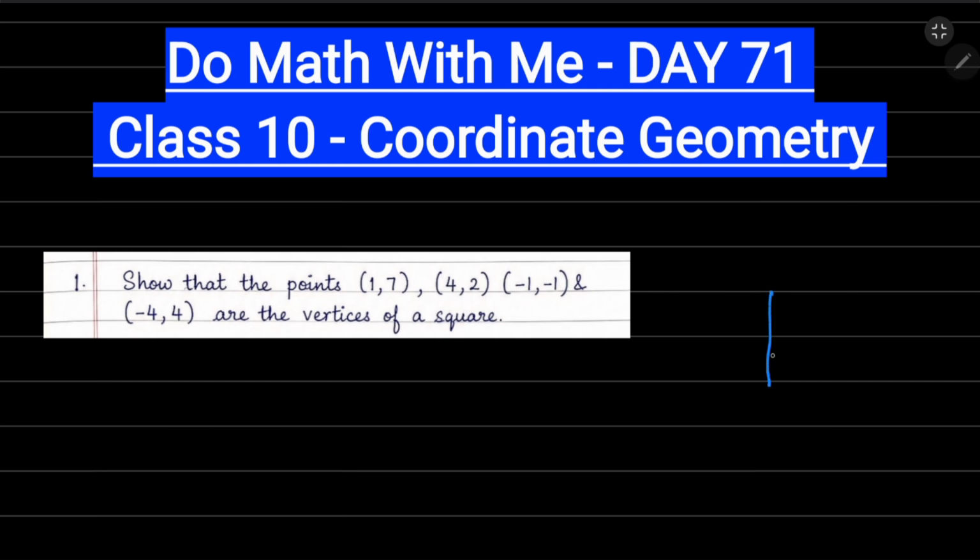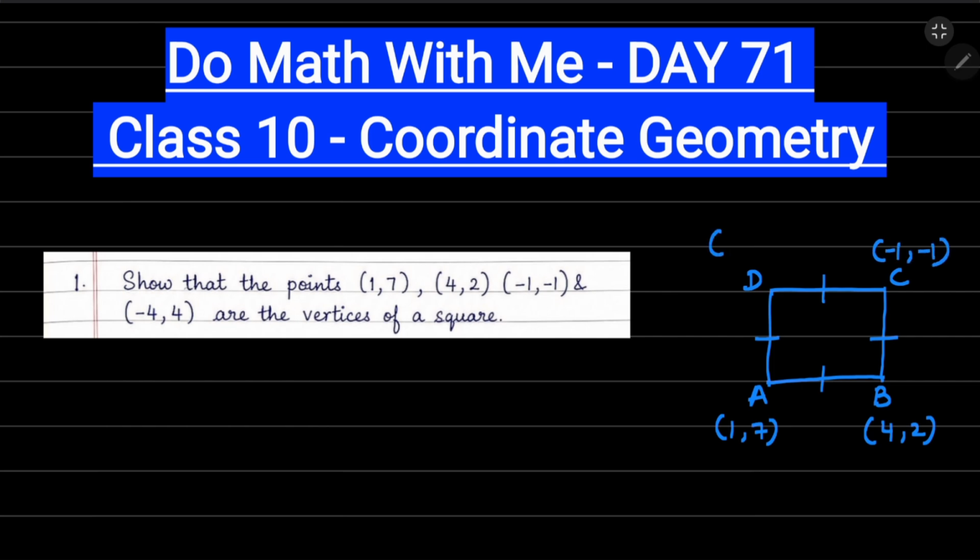So if you consider a square, the one thing that we know about the square is that all the four sides, AB, BC, CD and AD, are all equal. We have to now prove it. So let your points be A (1, 7), B (4, 2), C is nothing but (-1, -1) and D point is (-4, 4).